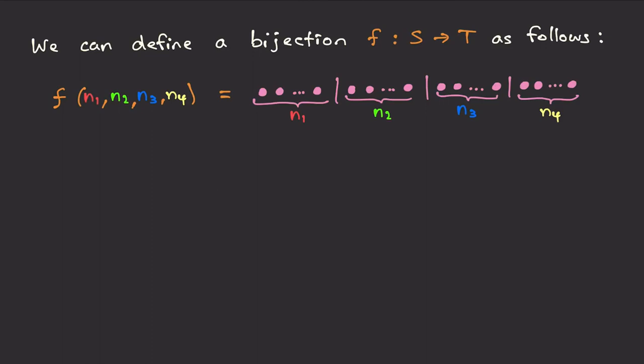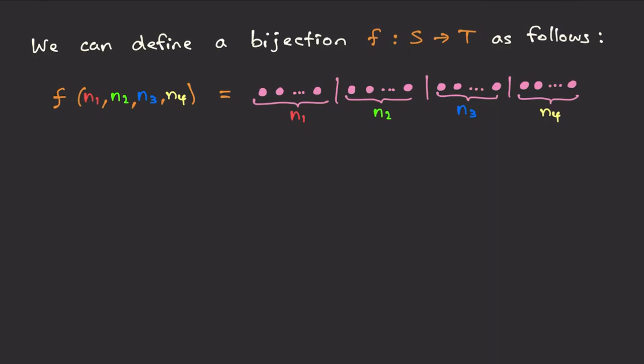Here's my bijection F from S to T. F is going to send a 4-tuple n1, n2, n3, n4 that belongs to S, that is, 4 non-negative integers that add to 10, to a string consisting of n1 dots, then a divider, then n2 dots, then a divider, then n3 dots, then a divider, then n4 dots. Since the 4 n's always add to 10, this will always give you a string that consists of 10 dots and 3 dividers, that is, a string in T.